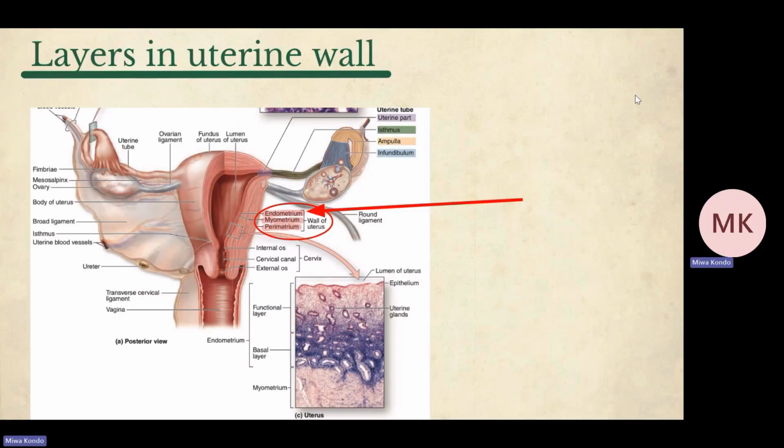Let's start with the basics. The uterine wall consists of 3 layers: the outer perimetrium, the middle myometrium, and the inner endometrium. Today, we'll focus on the endometrium.